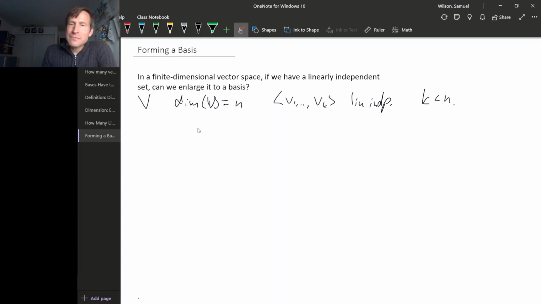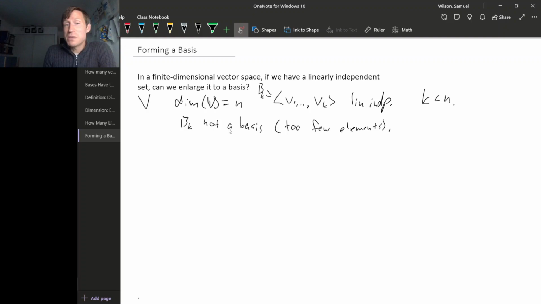Let me call this b sub k. So I'm calling this b, but it's not a basis yet. I have a reason for calling it b sub k: in what we're about to do, k is going to be the number of vectors in this list. So we know b sub k is linearly independent. It can't be a basis because it doesn't have enough vectors in it, too few elements.